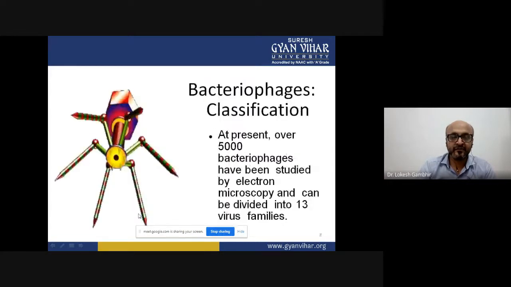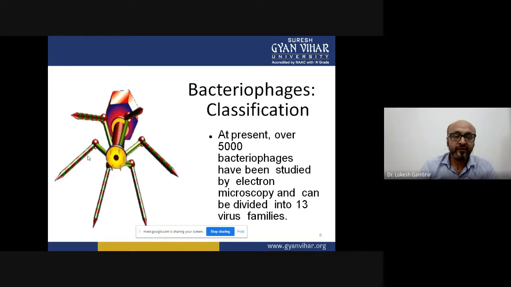If you look at the bottom, it's a kind of punching machine, like a nail puncher, where the head and the neck region are compressed, and due to that compression the DNA is pushed inside the bacteria via this helical form. The base plate, which is a hexagonal plate, ensures that there is a tight attachment on the cell surface.